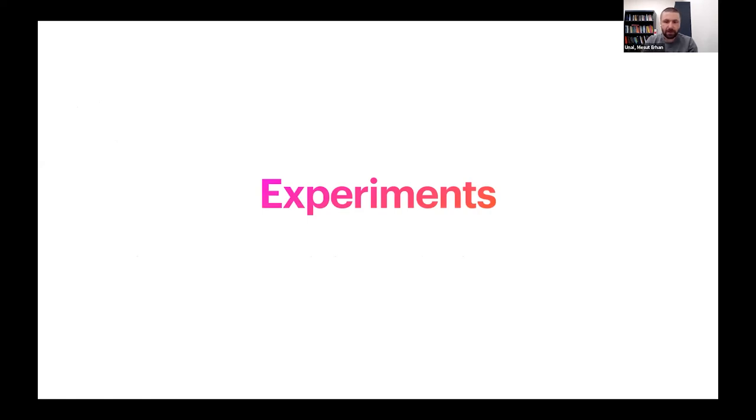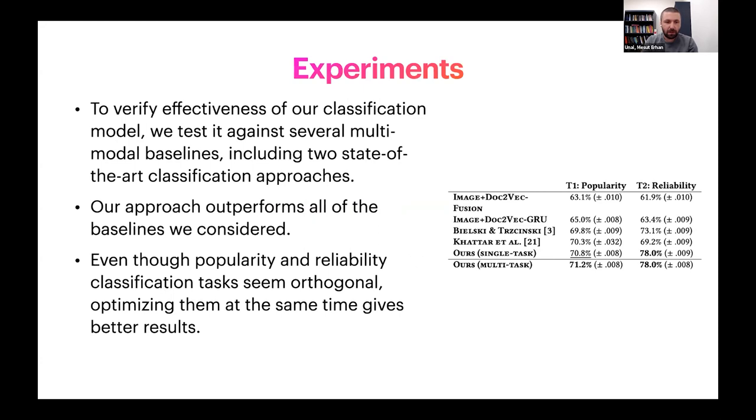As for the experiments, the first one is to verify effectiveness of our classification model, and we test our model against several multimodal baselines, including two state-of-the-art approaches. And our approach outperforms all of the baselines we considered. And even though these two tasks seem orthogonal, optimizing them at the same time gives better results.